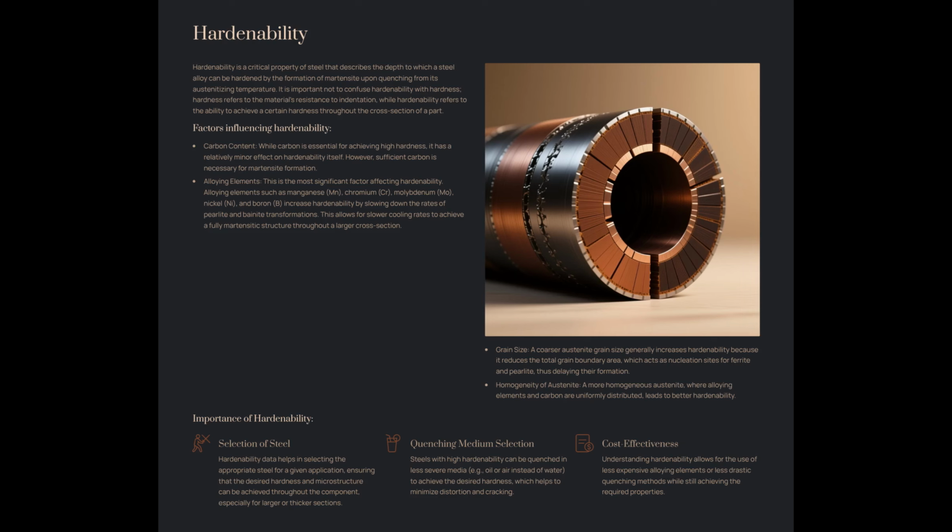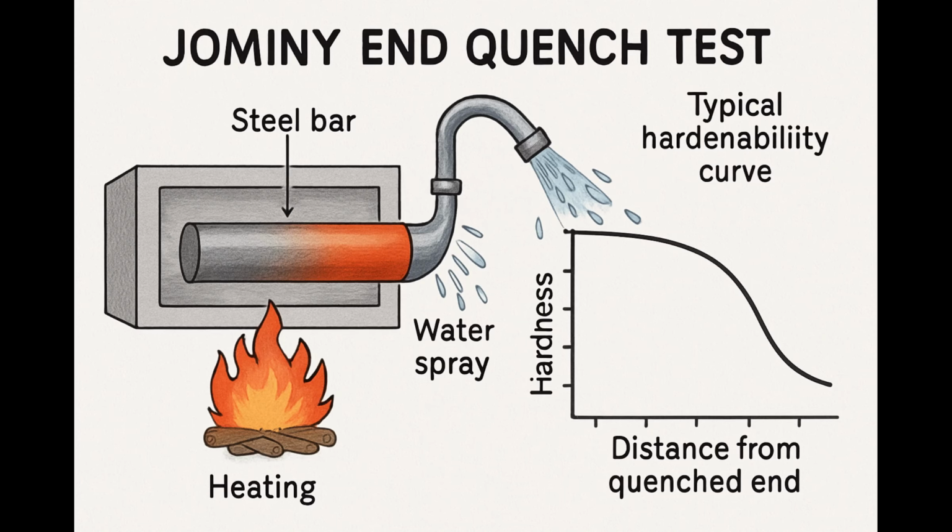Measurement of hardenability. The hardenability of steel is typically measured using the Jominy end quench test, which provides a hardenability curve showing the hardness variation along the length of a quenched bar.